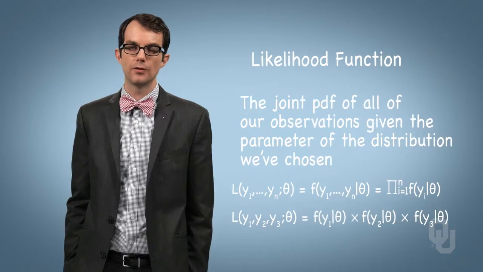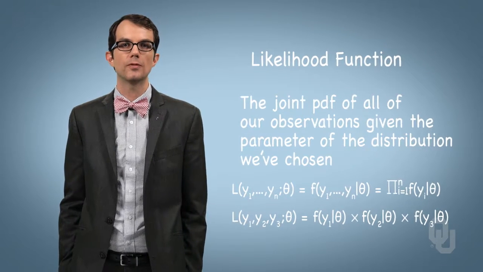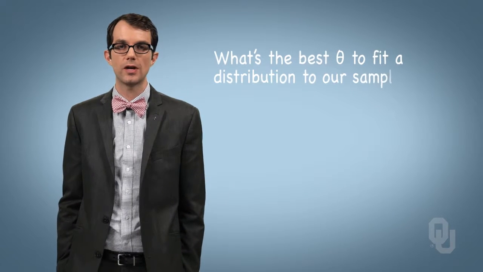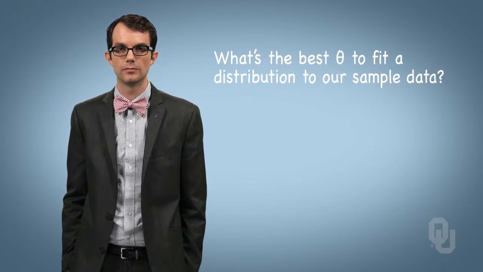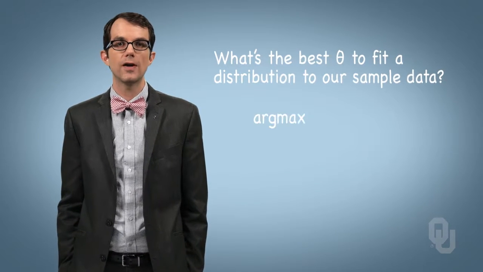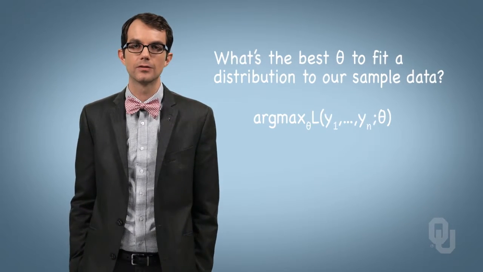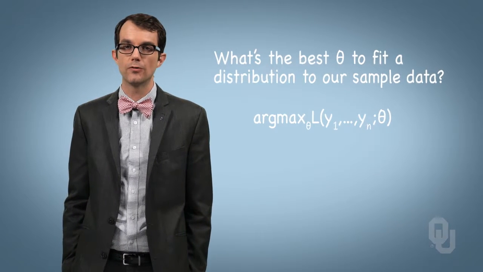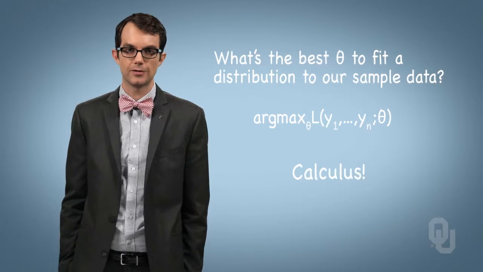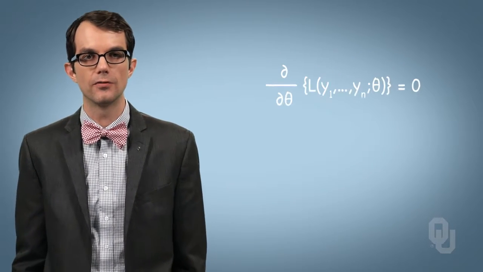So now we have a likelihood function, and we need to find the optimal value of theta. What's the best theta to fit a distribution to our sample data? We said that we're going to use a method of maximum likelihood, which means that we want to find the value of theta that maximizes our likelihood function. How do we maximize a function with respect to a variable? We use calculus. We take the derivative of the likelihood function, set it equal to 0, and we solve for theta, or that distribution parameter.